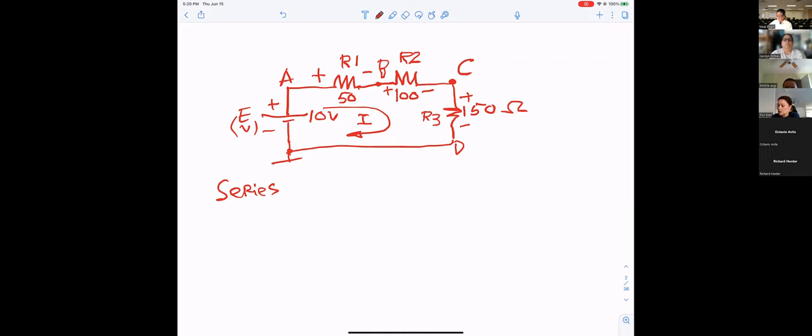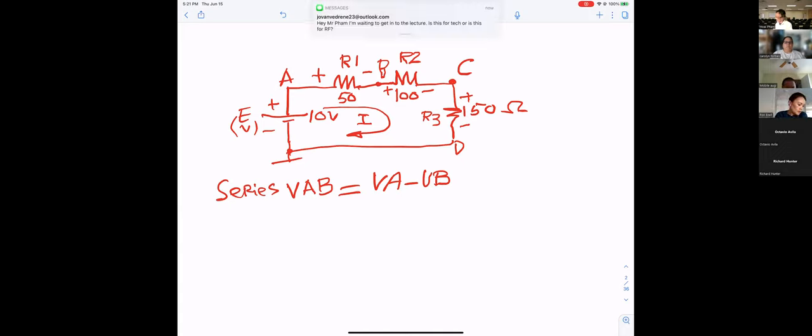Now, by definition, the voltage from A to B we call VAB. By definition, VAB equals VA minus VB. That was the basic definition. Or VBC equals VB minus VC. The thing is VA will be higher than VB.